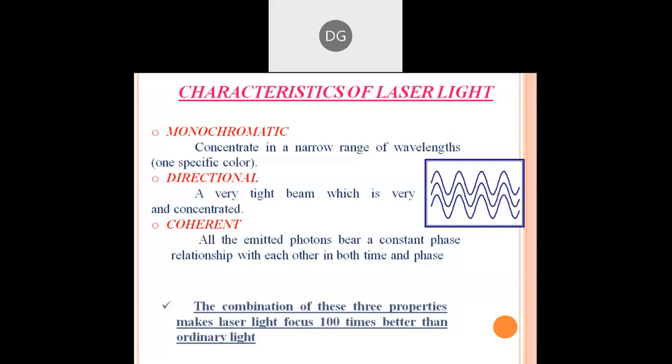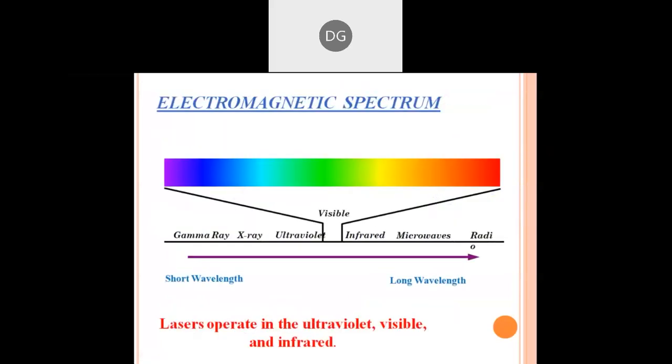Then coherence: all emitted photons bear a constant phase relationship with each other in both time and phase. That is the most important characteristic of laser light. The combination of these three characteristics makes laser light focus 100 times better than ordinary light. So these are the important characteristics of laser.